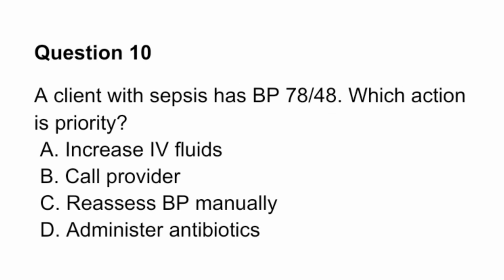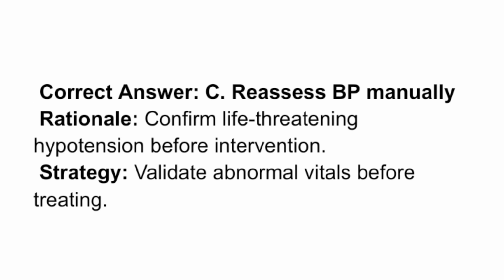Question 10. A client with sepsis has BP 78/48. Which action is priority? A. Increase IV fluids. B. Call provider. C. Reassess BP manually. D. Administer antibiotics. Correct answer, C.